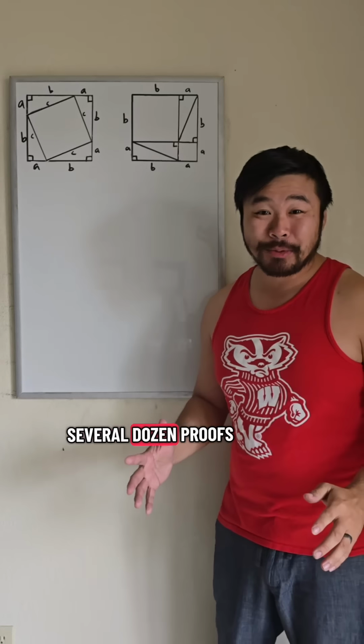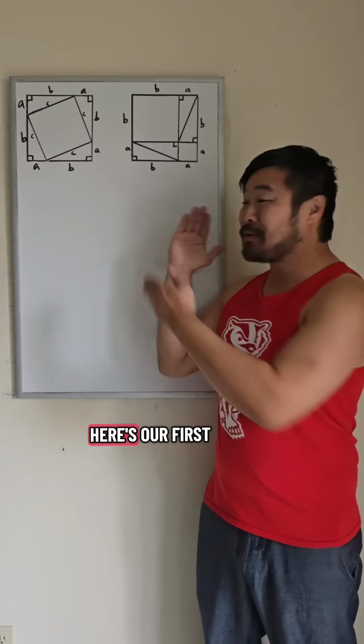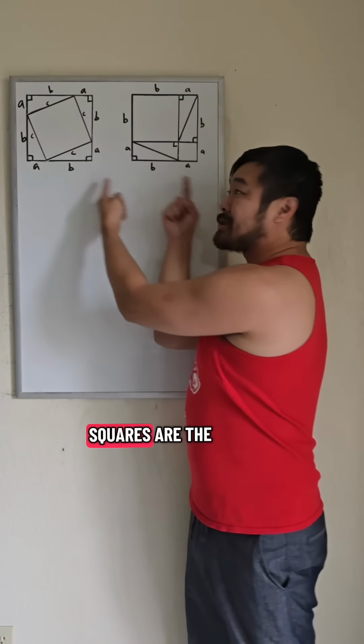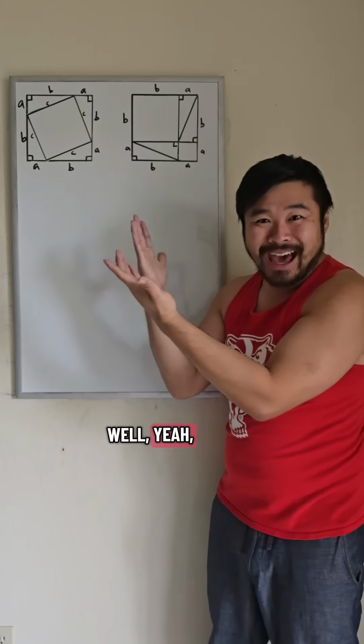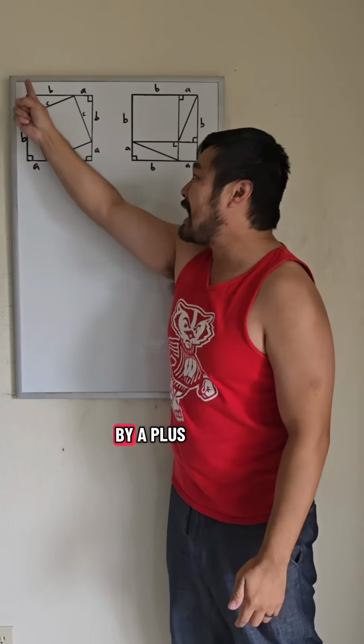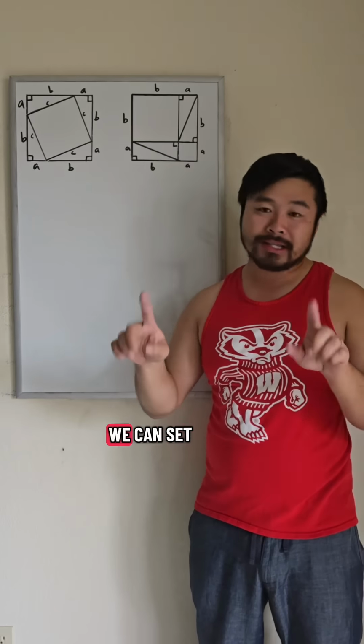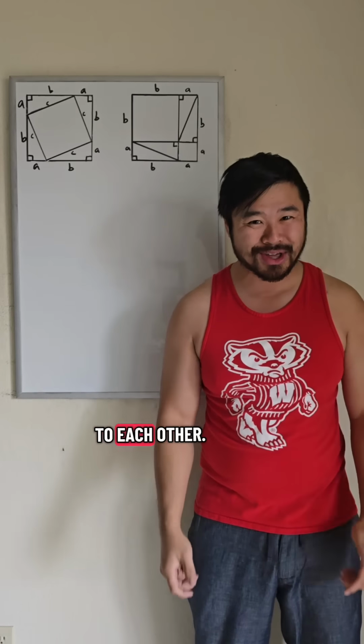Now, there are several dozen proofs of the Pythagorean theorem, and I will show you 3 in this video. Here's our first one. Do you agree that these squares are the same size? Well, yeah, because they are both a plus b by a plus b squares. So, because the squares are the same size, we can set the area of the parts equal to each other.